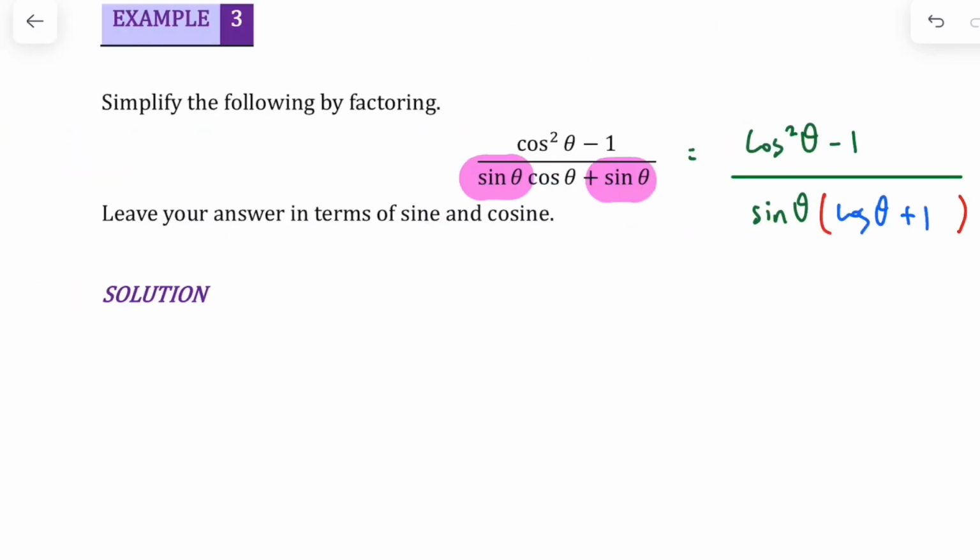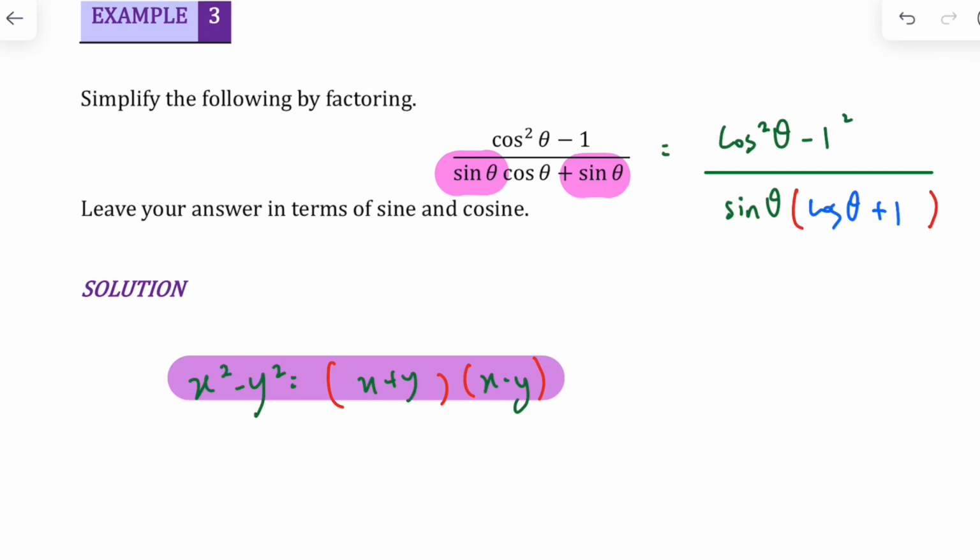Next, we can focus on our numerator. Because now we have the difference of square. This is cos squared minus 1 squared. We have learned this before that when you have x squared minus y squared, you can further factorize them to be x plus y multiply x minus y. Therefore, let's use the difference of square to further factorize our expression here. So now your x is cos theta and your y is 1. Therefore, let us factorize cos theta plus 1 and cos theta minus 1.